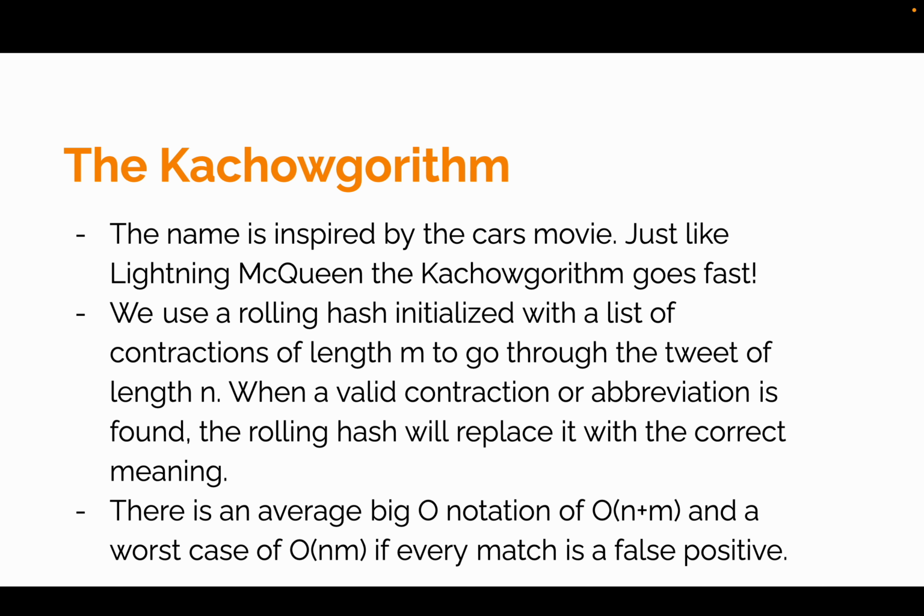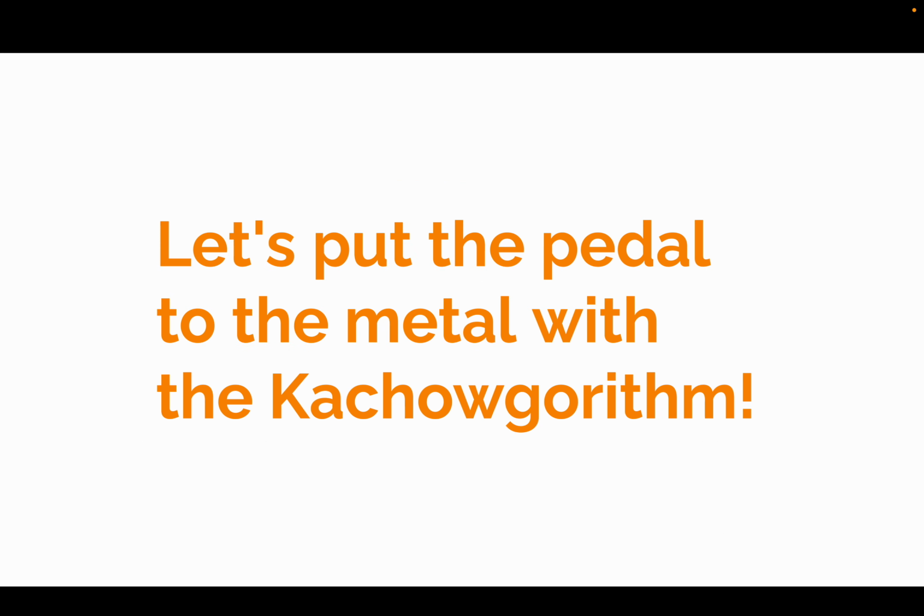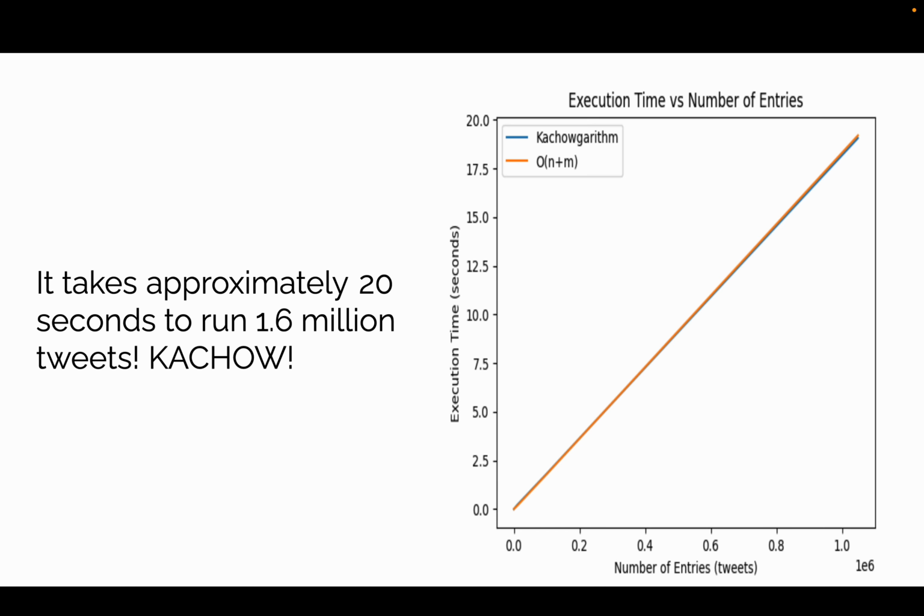We use a rolling hash initialized with a list of contractions of length m to go through the tweet of length n. When a valid contraction or abbreviation is found, the rolling hash will replace it with the correct meaning. There's an average big O notation of O(n + m) and a worst case of O(n·m) if every single match is a false positive. So let's put the pedal to the metal with the Kachowgorithm. It takes approximately 20 seconds to run 1.6 million tweets. Kachow.